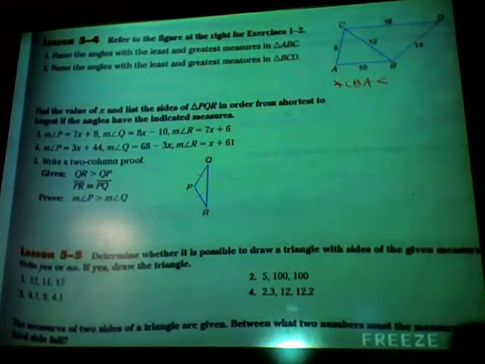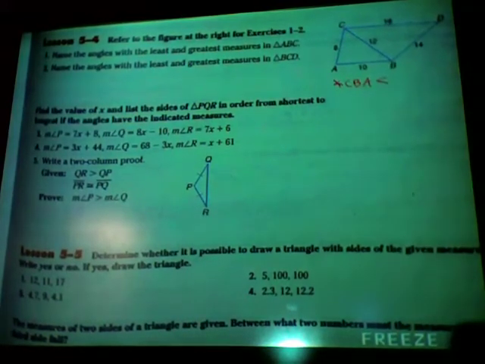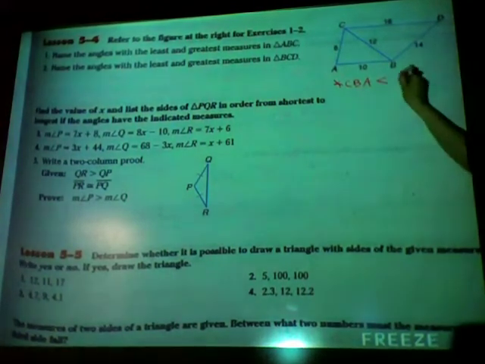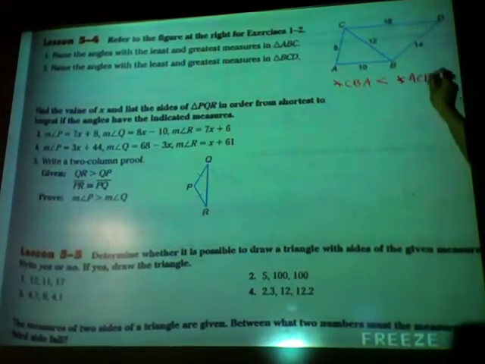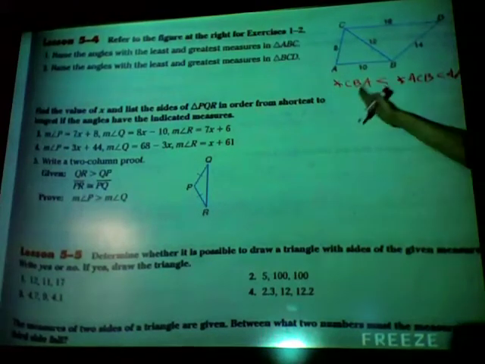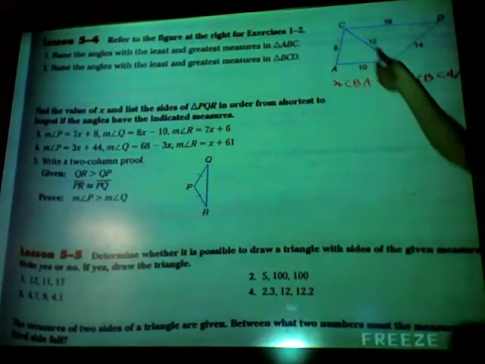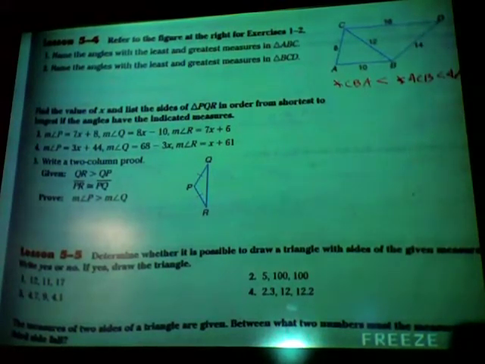What's the middle angle? C, but you can't call it C, so what are you going to call it? ACB, okay. So angle ACB is less than, what's the biggest angle? So then I can call that angle A, right? So that's from smallest to largest. If they asked you to go from largest to smallest, it'd just look like this, but in reverse, and you'd use greater than signs. And then it says name the angles with the least and greatest measures in BCD. So let's look at this one. So what is the smallest angle?